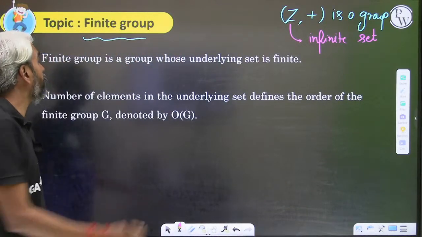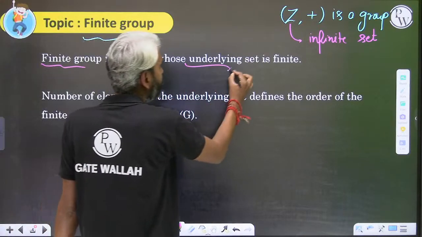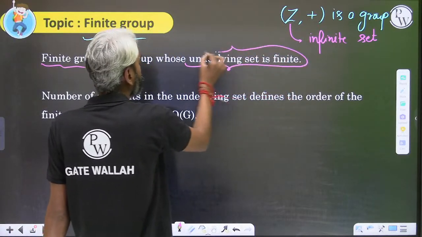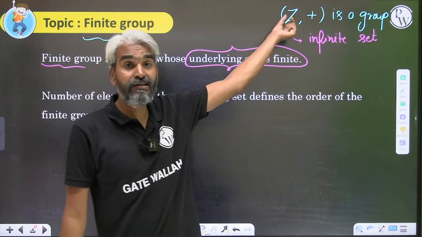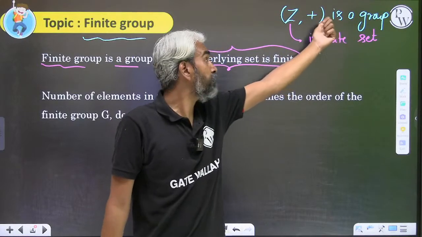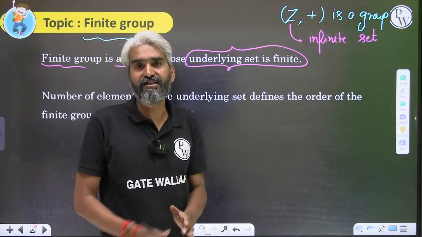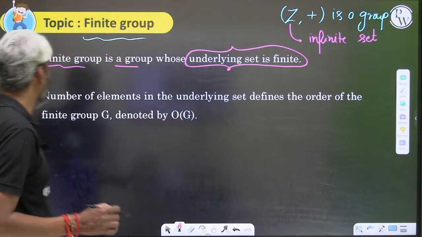Now, what do we mean by finite group? So finite group is a group whose underlying set is finite. Whose underlying set is finite. If the size of the set is finite and it still follows the property of a group with respect to some binary operation asterisk, then it will be called a finite group. Okay, so we'll try to understand the example.